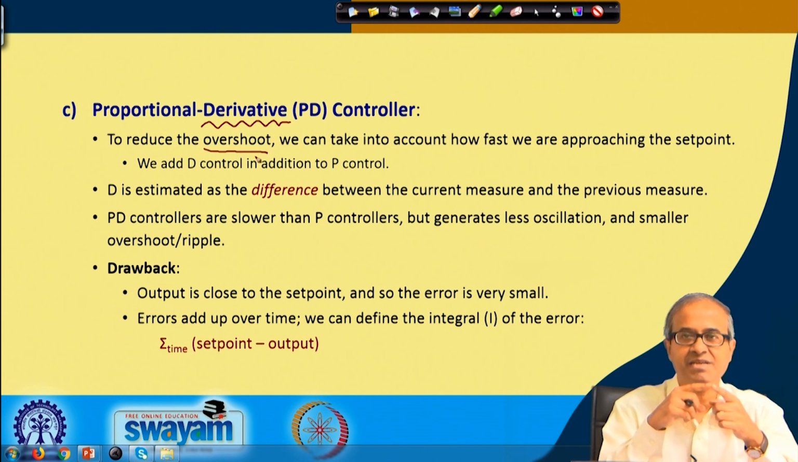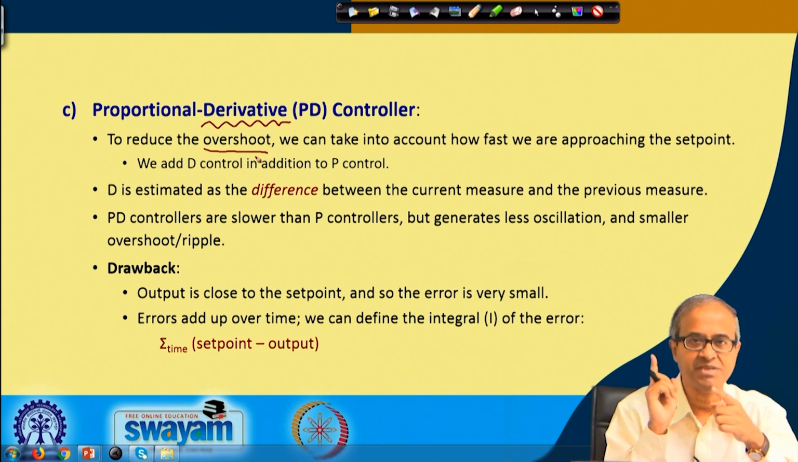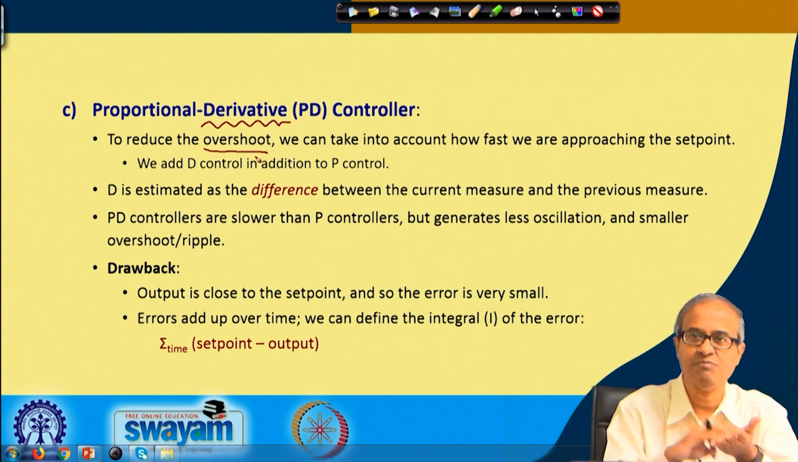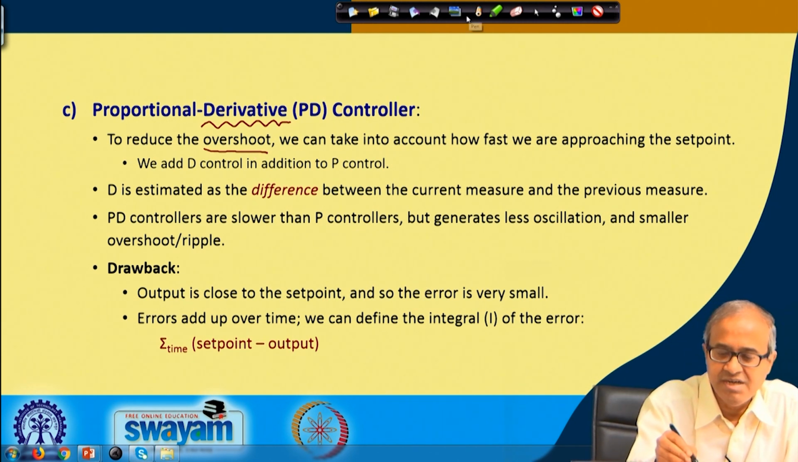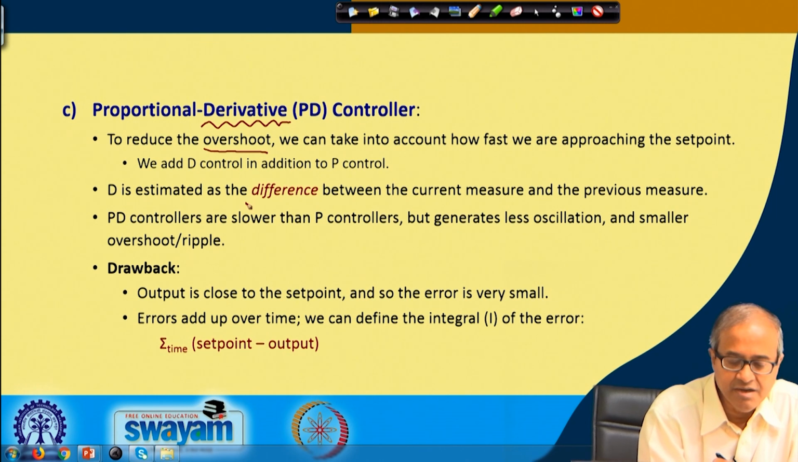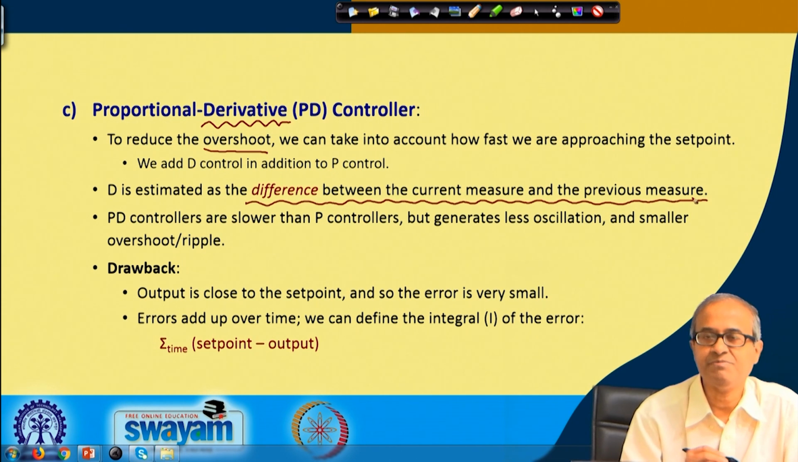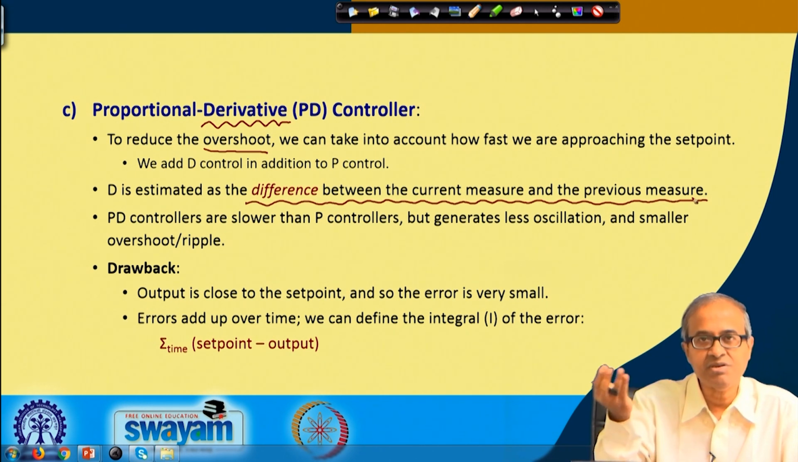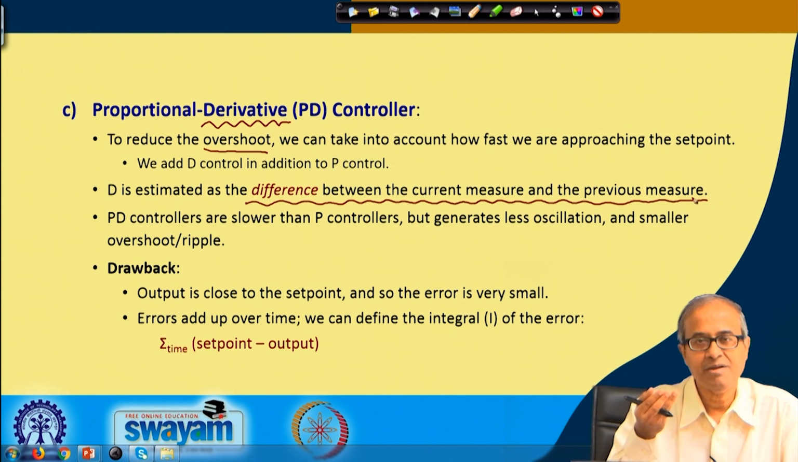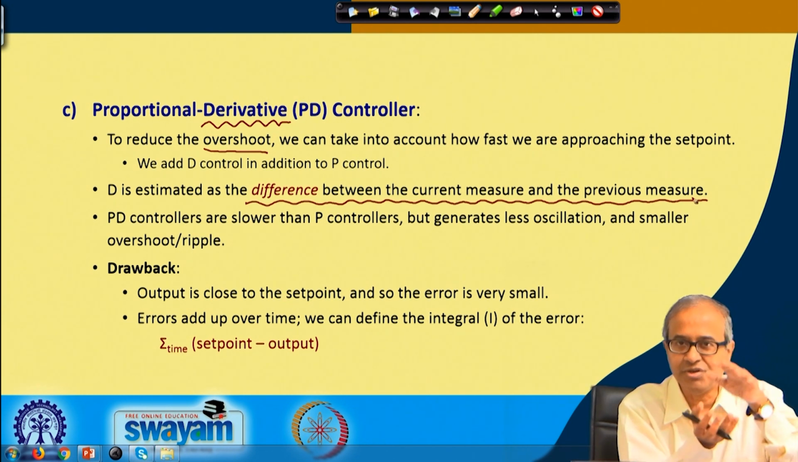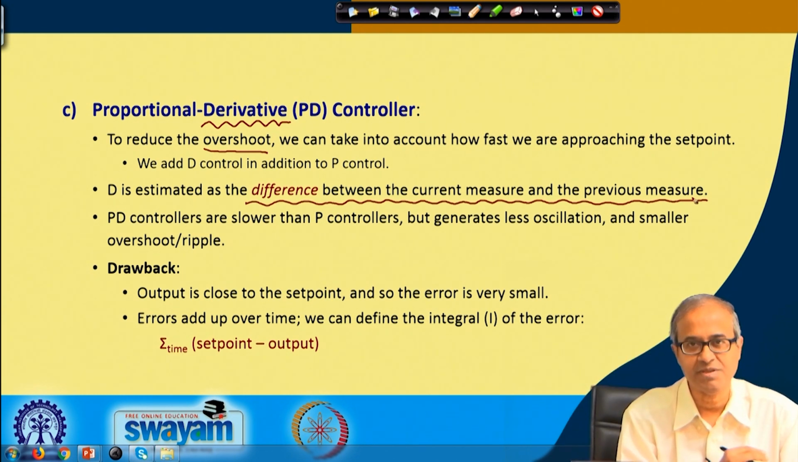Derivative means the difference, last value of the measured variable minus the present value of the measured variable. So, derivative is nothing but a measure of the difference between the current measure and the previous measure. You continuously are sensing the output variable. You saw that last time the temperature was, let us say 21, now it is 23. So, it has increased by 2 degrees, that means increasing very fast. So, you should decrease the rate such that overshoot will not be there.